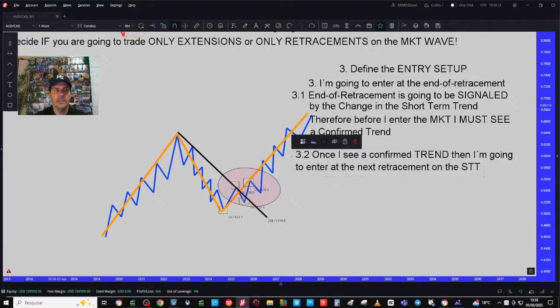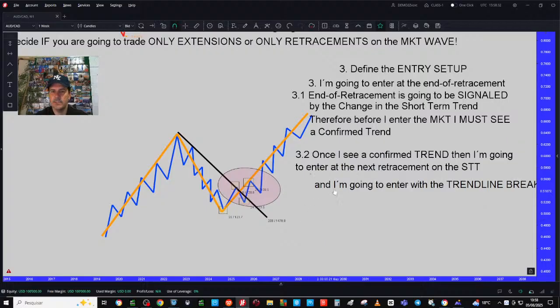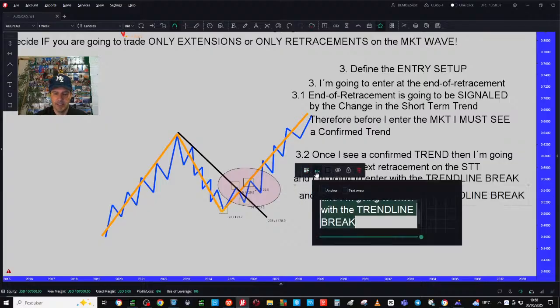Okay, everybody, and I am going to enter with the trend line break on the retracement on the STT, shortened trend.